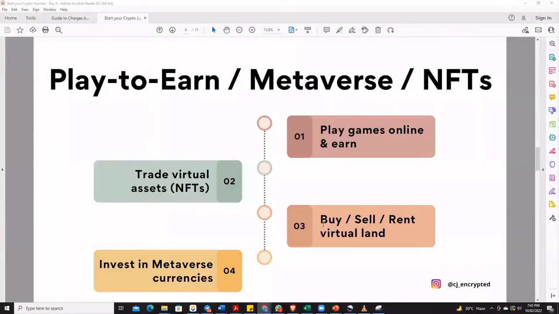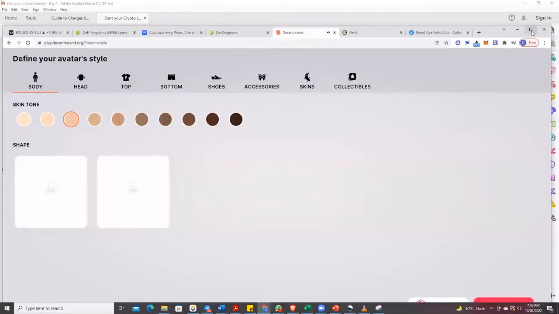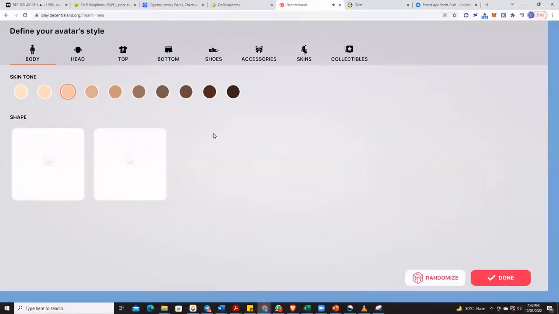With NFTs, with the metaverse, you can buy virtual land. So if you're struggling to buy land in Lekki or some other parts of Lagos or anywhere else in the world, you can use the metaverse. And that music you hear in the background is the metaverse that's coming up.